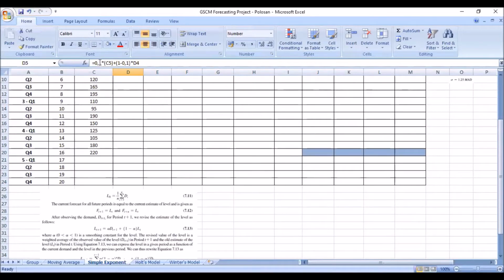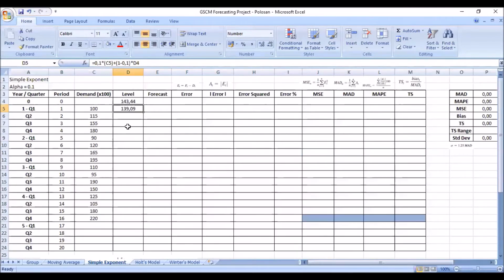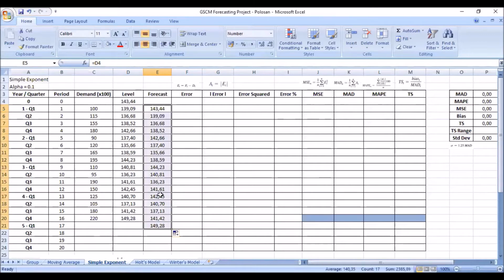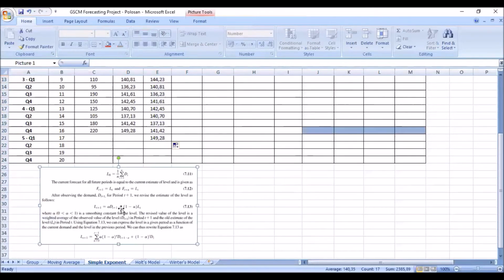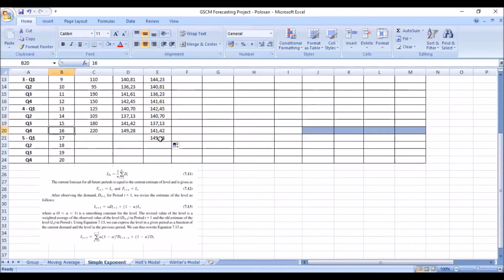After that, you just need to drag it down to the bottom, so we can find the rest of the levels. After we have found every level required for the simple exponential, we're going to find the forecast. The forecast is based on the previous level, like the moving average, so we just need to click the previous level and then drag it down until the end. And after that, we don't really need to worry about anything, because we have found the forecast until the first period of the 5th year.